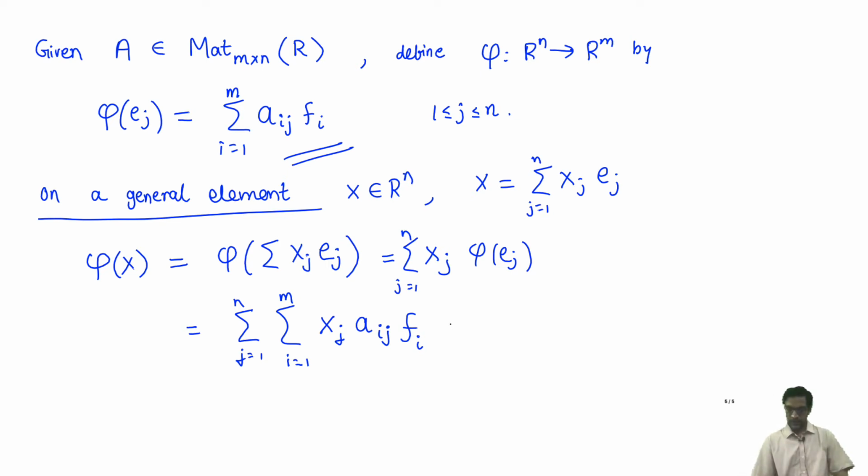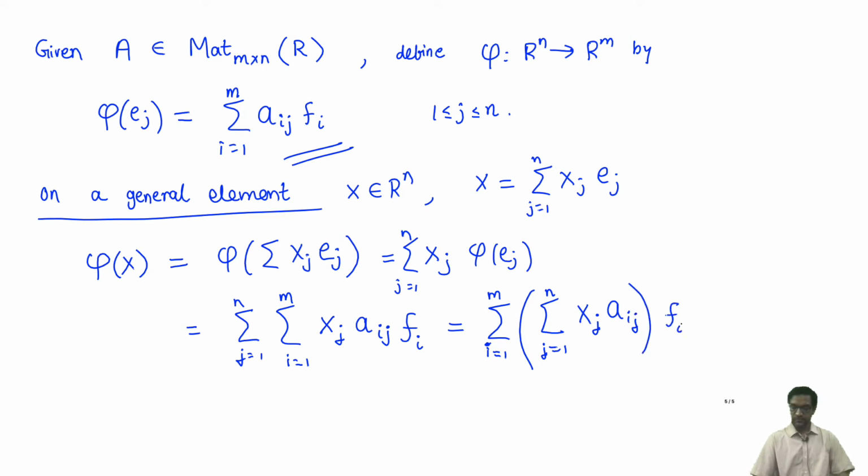Okay, and I can switch the order of summation here. I can think of it as summing first over i, then over j. That's fine. I'm just doing the same sum in a different order. So, this is the summation i goes from 1 to m, summation j goes from 1 to n now, and what I have here is xj Aij, times Fi. Okay, so this is my final formula.